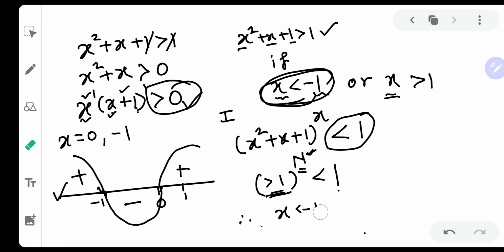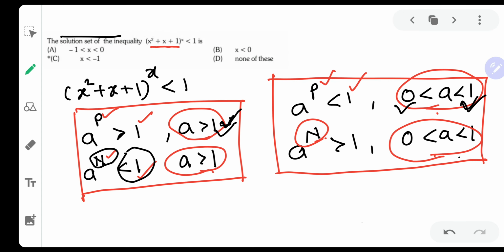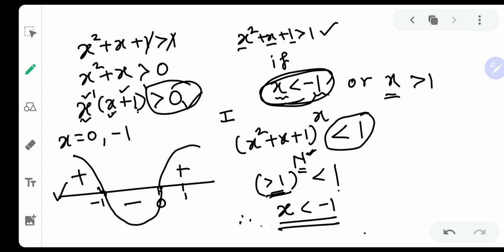Let me write that properly. X less than minus 1 is the correct answer. Now, we don't know whether it is a multi-choice, multi-correct question or not. So option C is definitely right because we got the answer to be x less than minus 1.